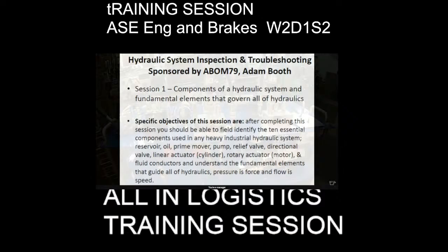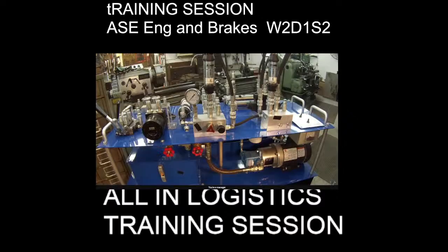Alright, what we're going to do now is talk a little bit about different components in a standard industrial hydraulic system. So the first one you have is a reservoir, right here. Next is called the prime mover, which is usually an electric motor over here that actually drives the pump to turn. Alright, the next thing is a hydraulic pump.